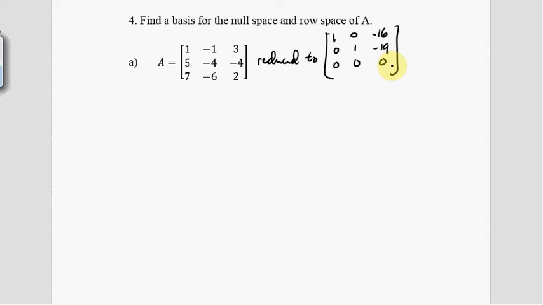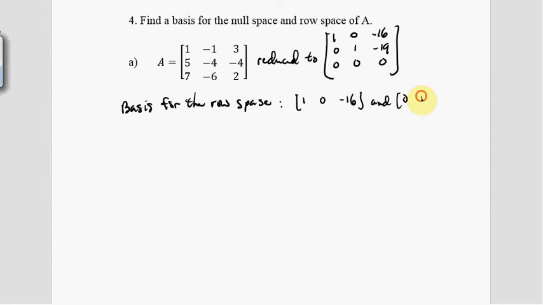So I reduced this. The rows with the leading ones form a basis for the row space. So here, the basis for the row space is (1, 0, negative 16) and (0, 1, negative 19).